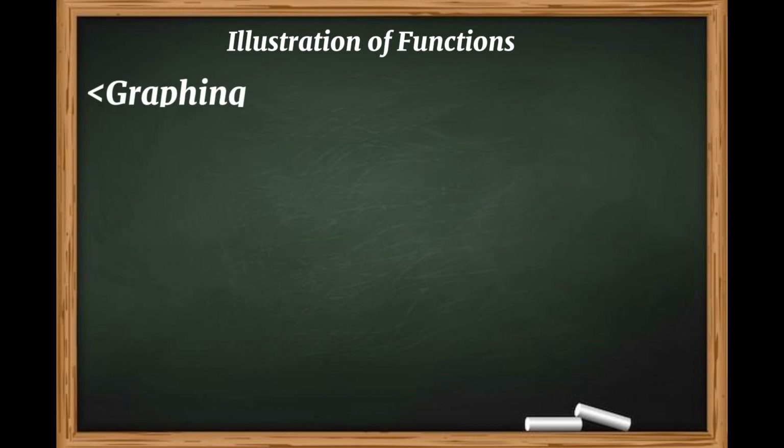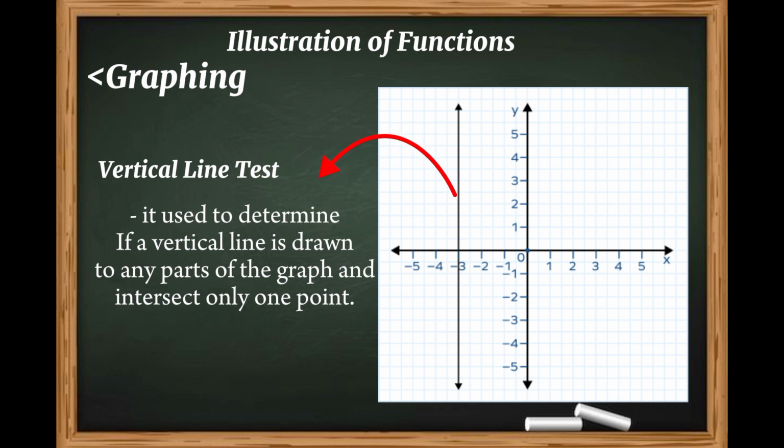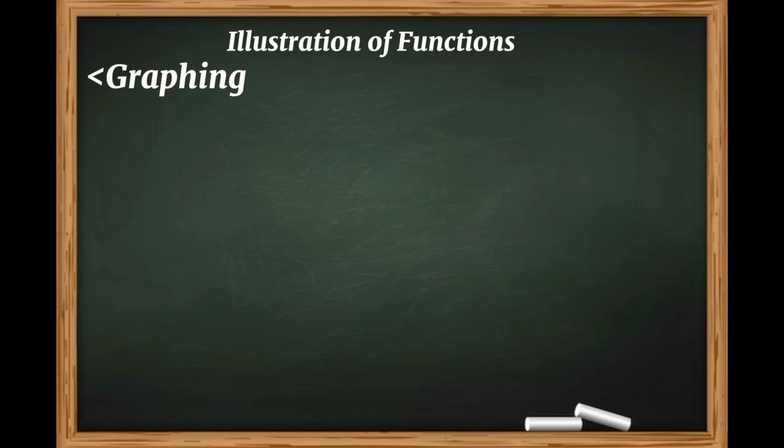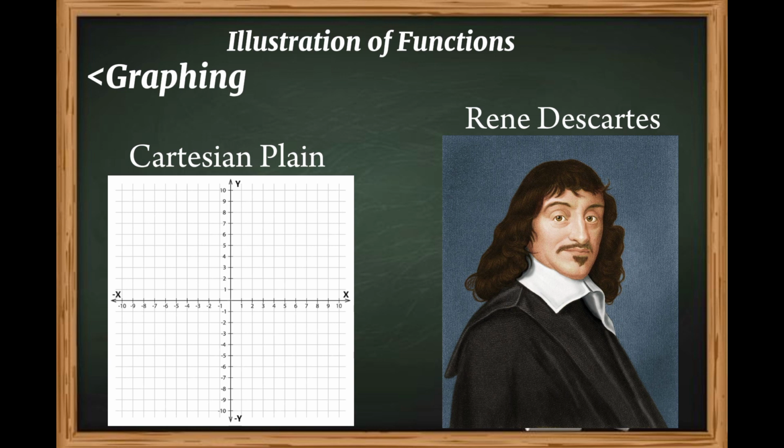The last one is graphing. To check if a graph is a function, we need to use the vertical line test. It is used to determine if a graph represents a function: if a vertical line is drawn at any part of the graph, it intersects only one point. Then, the inventor of the Cartesian plane is the great philosopher René Descartes.